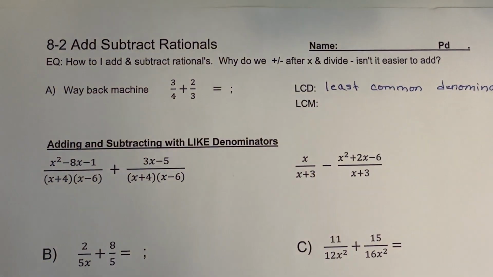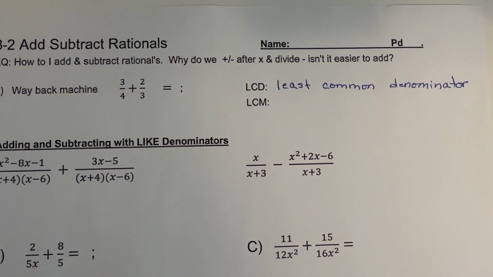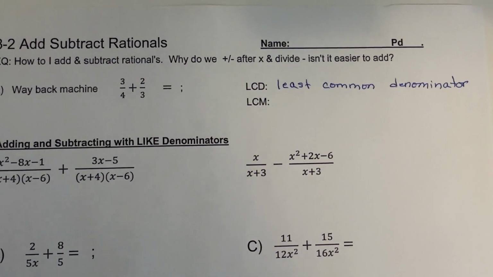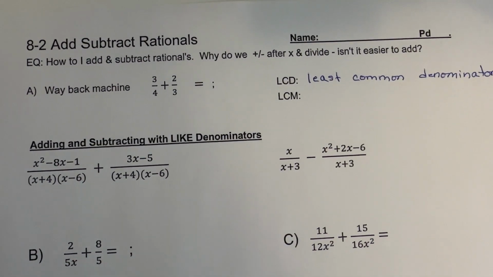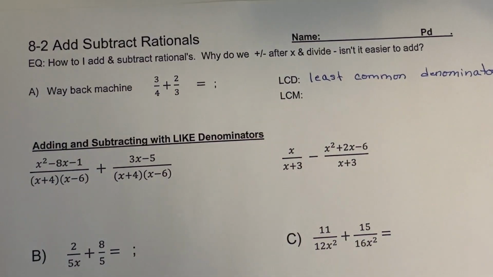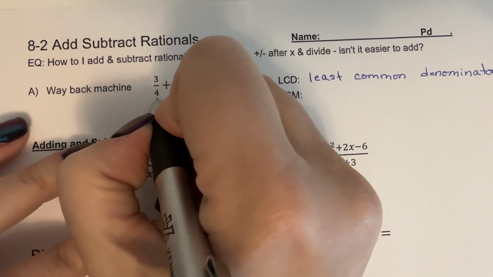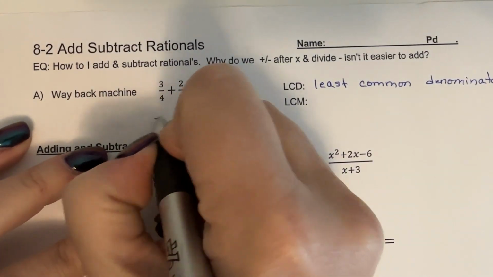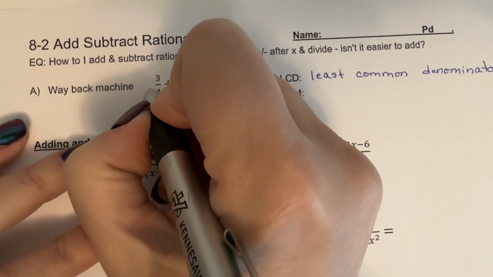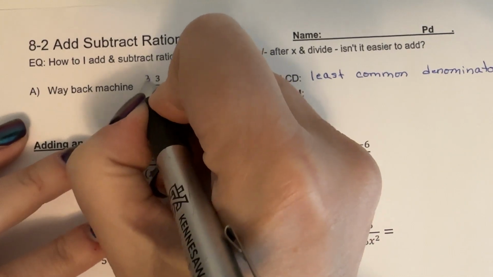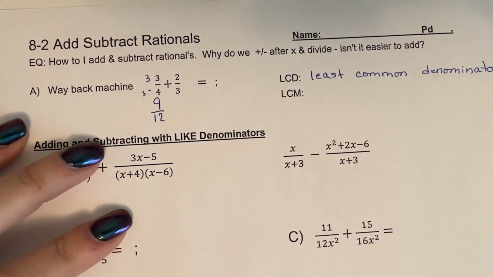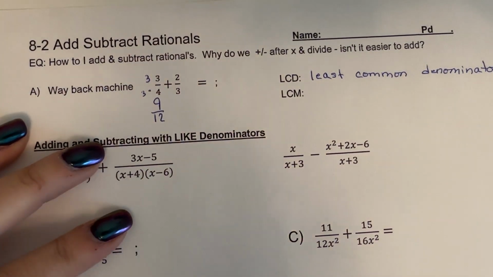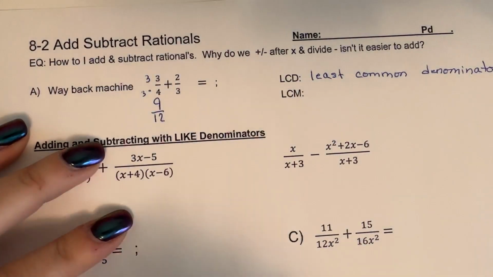So if I think about these things, I've got a 4 and a 3, and the smallest number that both 4 and 3 can divide into is 12. So in order to make that denominator a 12, I will need to multiply the top and the bottom of the fraction by 3. So 9/12 is the same thing as 3/4 if you were to simplify it.